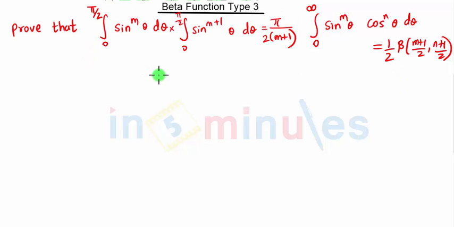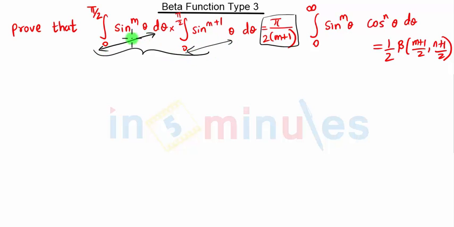So this is our question. We have to prove that this integration is equal to this term. So if you see, we have two integrations. One is this and one is this. So let's say this is I1 and this is I2.